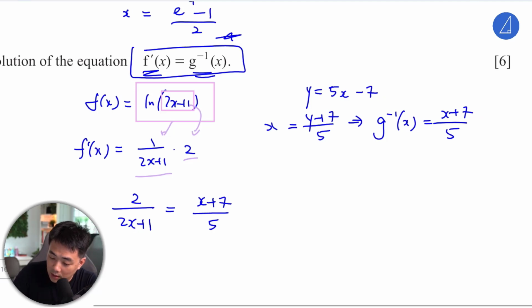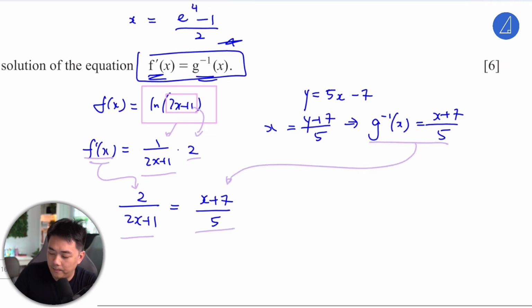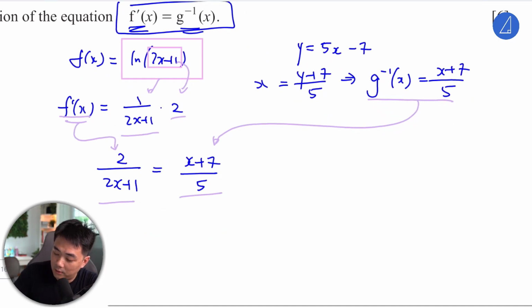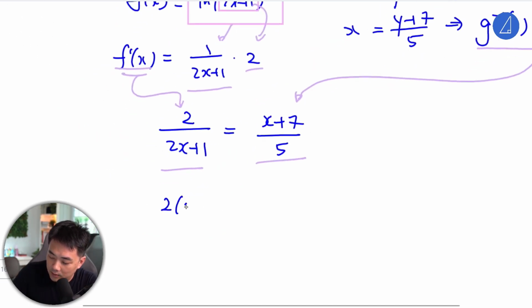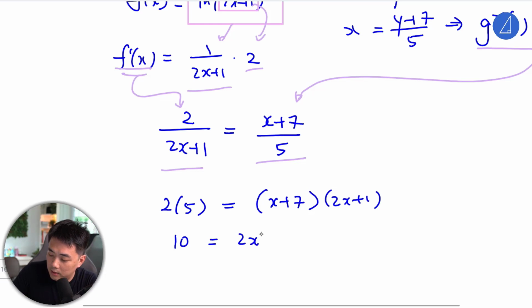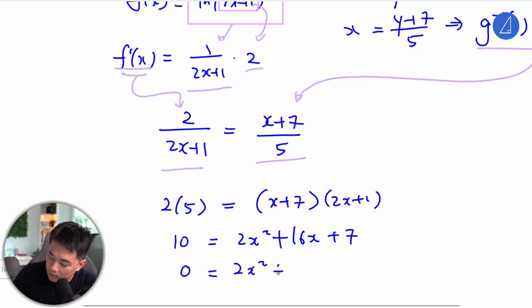So essentially this would be my f of x, f prime x, and then my G inverse x would be this over here. Then I'm just going to cross multiply and solve this. So 2 times (5x plus 7), multiplied by 2x plus 1, 10 equals 2x squared, 14 plus 2, 16x plus 7. So 0 equals 2x squared plus 16x minus 3.